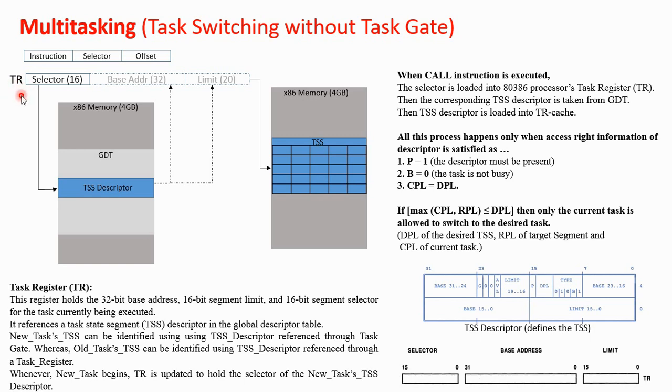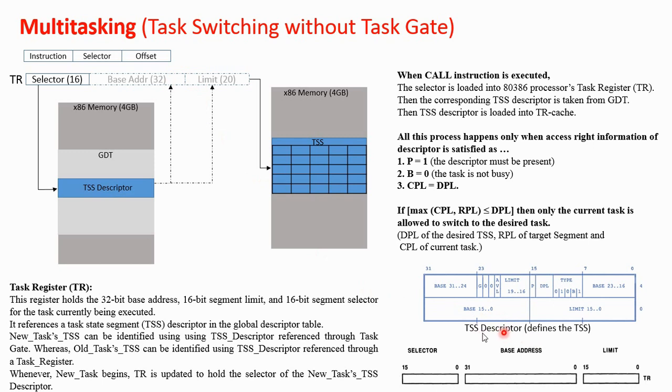The user can program the task register. He can use some instructions to load a value in the selector so that the TSS descriptor will get selected, and there is an invisible part attached to the visible part of the TR. This is not accessible to the user. So the invisible part is automatically loaded with the information associated with the TSS descriptor.